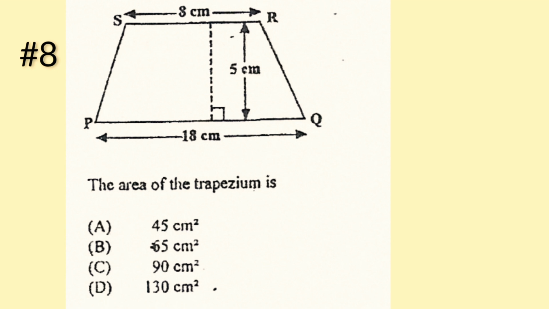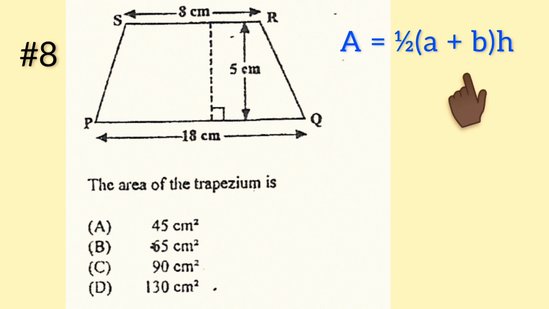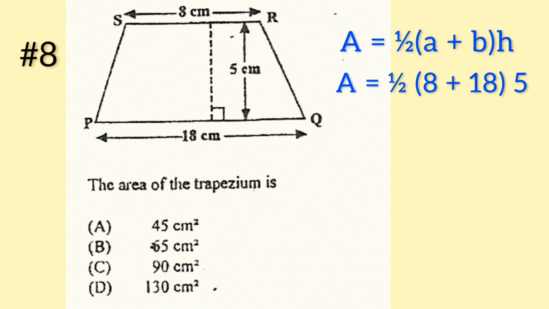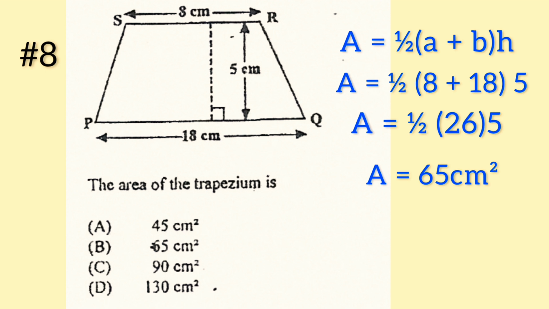Number 8. Number 8 is asking you for the area of the trapezium. So you'd have to recall the formula to find the area of a trapezium, which is half of A plus B times the height. So that is half of 8 plus 18 times the height, 5. So the area of our trapezium there is 65 squared centimeters. So B.